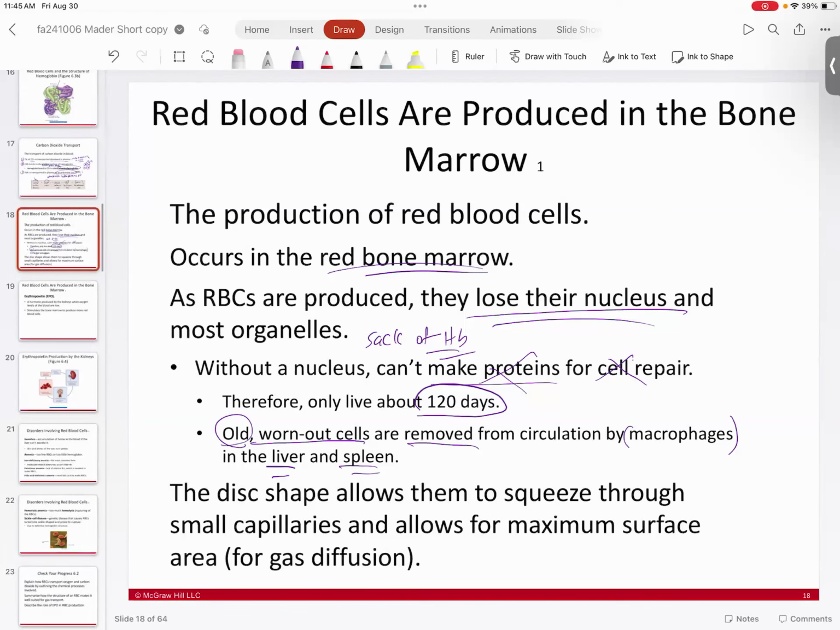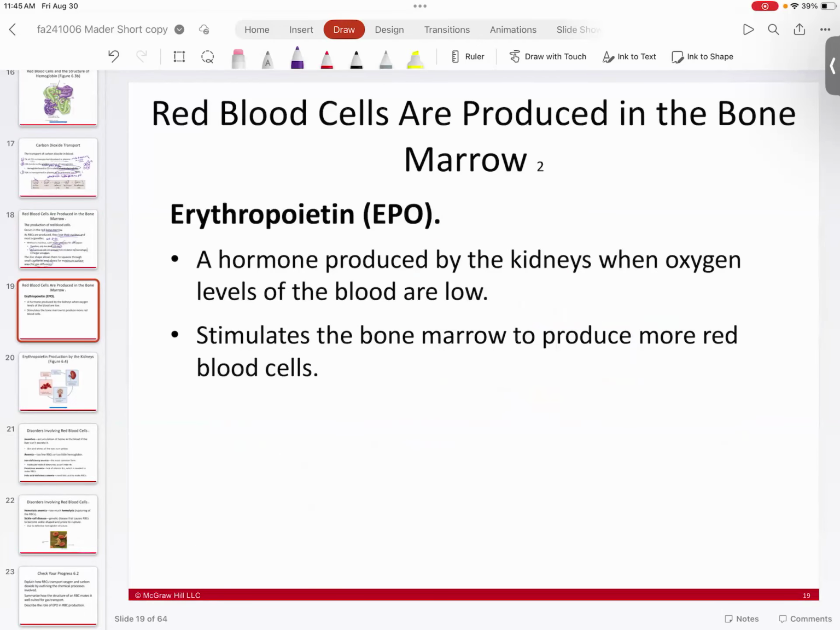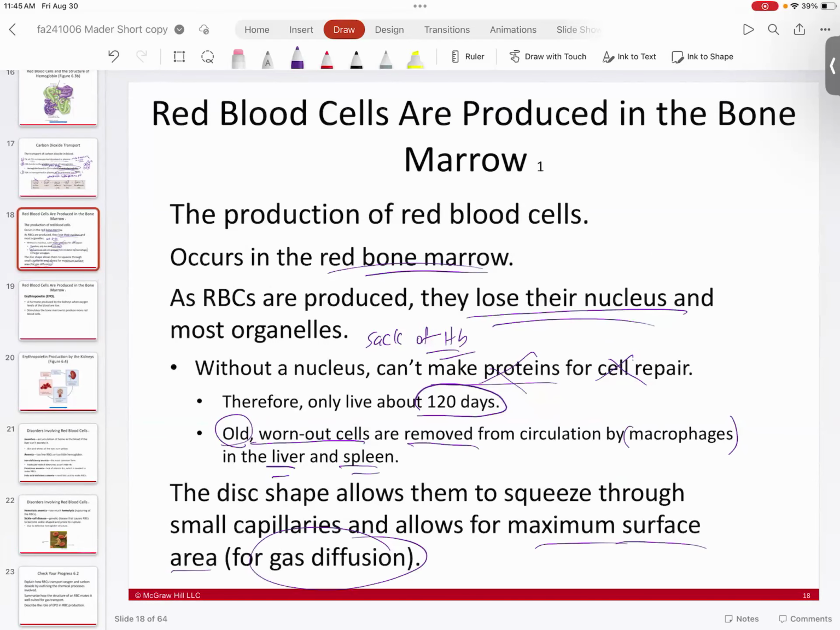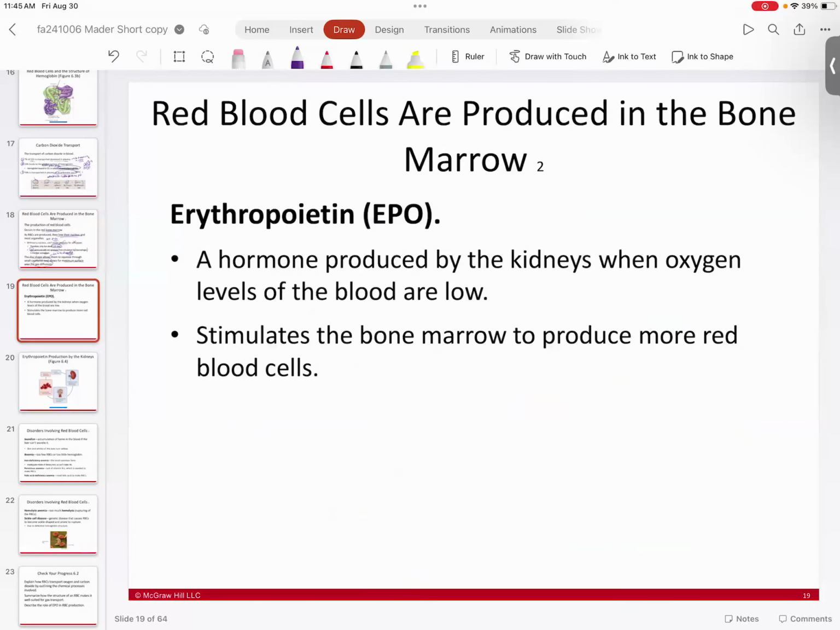So when you have your disc-like shape, it allows for maximum surface area to give you really good diffusion and exchange. And by the way, you can get that flexibility, that sort of bendability of the disc shape, because you lost your nucleus. So because you kick out your nucleus, it allows you to be a little more flexible so that you can bend and flex and get more surface area.